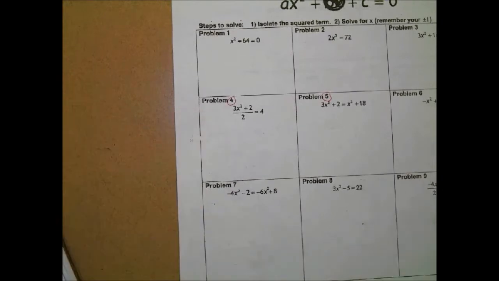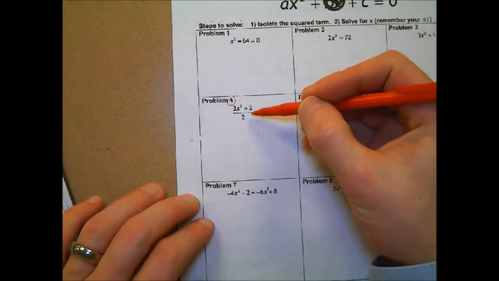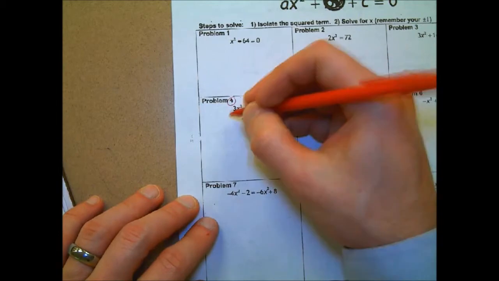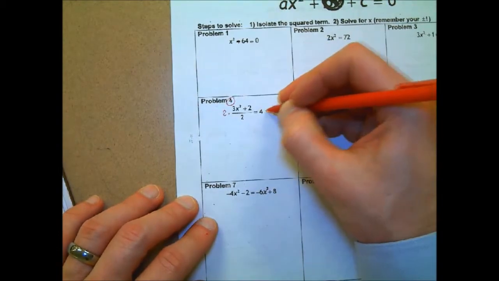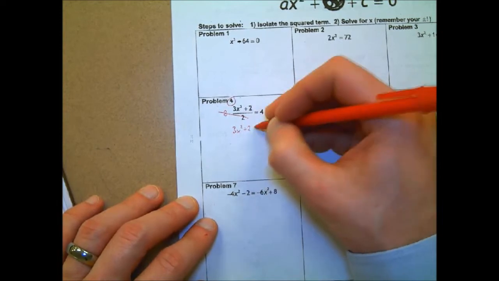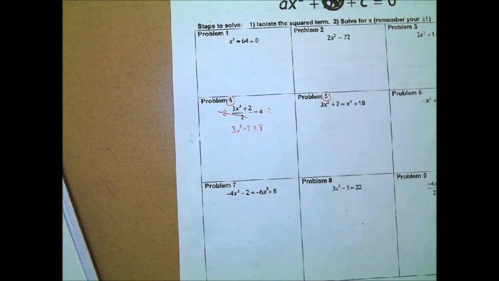Okay. First step, what should we do? This big bar here, what operation does this mean, folks? Divide. So to undo divide, we will multiply both sides by 2. Okay, good job there, Anna. So we have 3x squared plus 2 equals 8. Now it should be very familiar at this point.